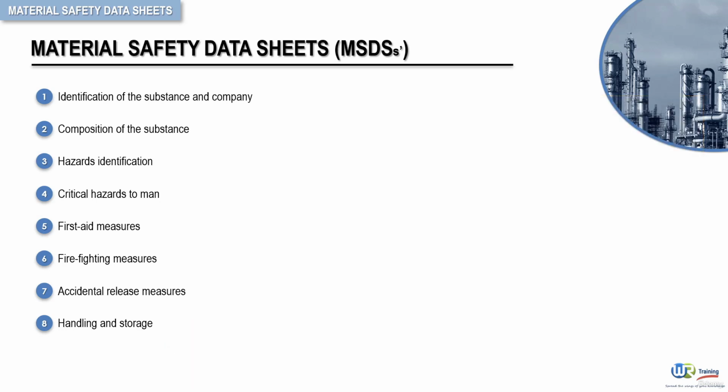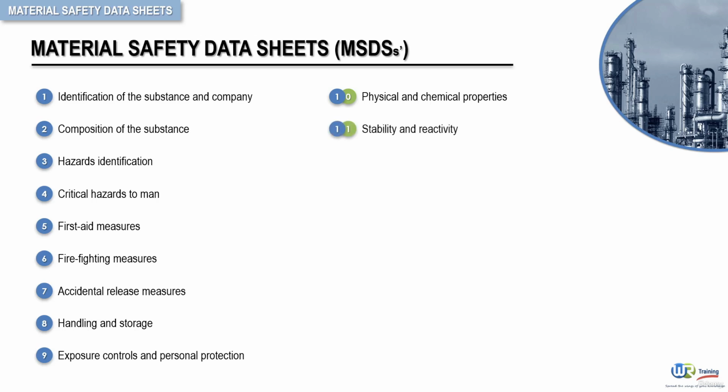Okay, safety data sheets should also include exposure control and personal protection. For instance, the type of equipment for respiratory, hand, eye, and skin protection. Physical and chemical properties such as appearance, odor, pH, boiling point, melting point, flash point, ignition temperature, and so on.